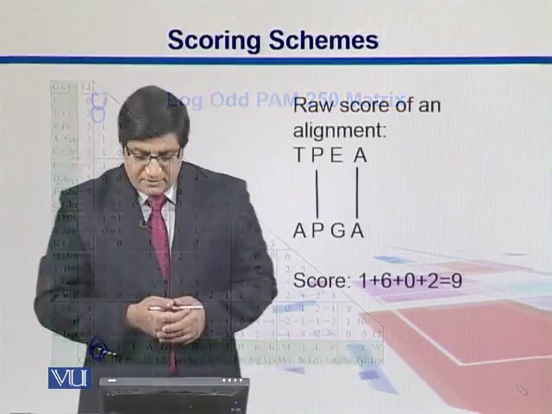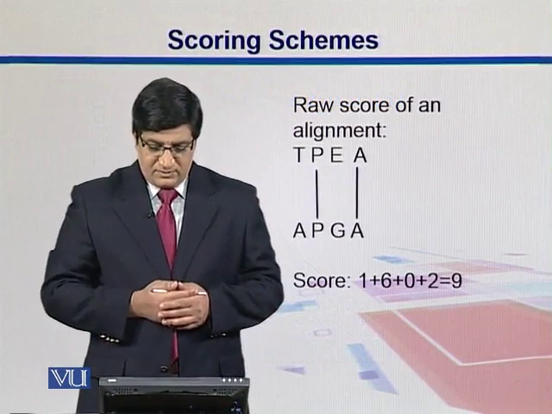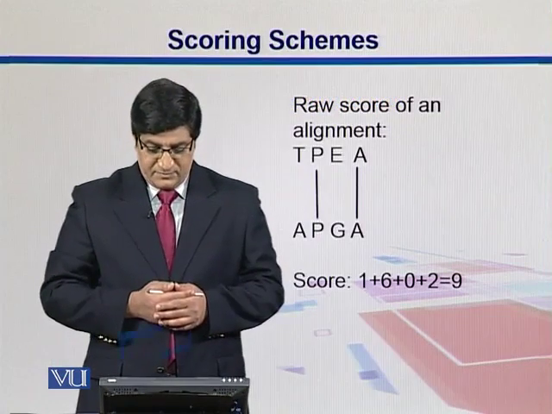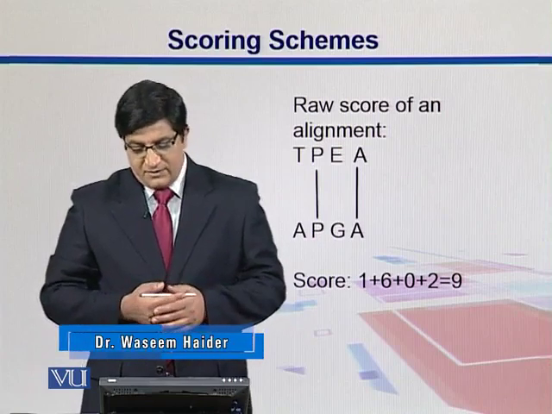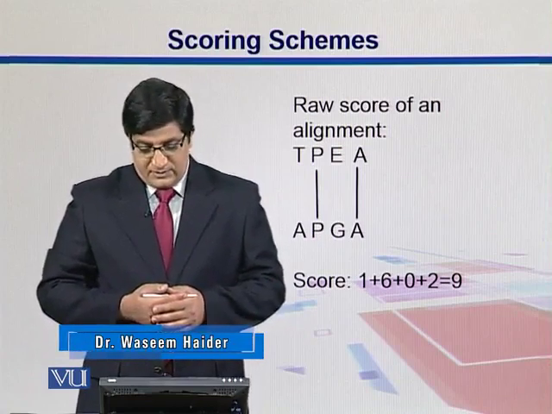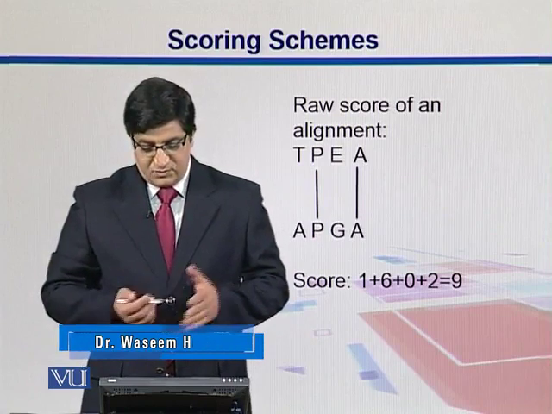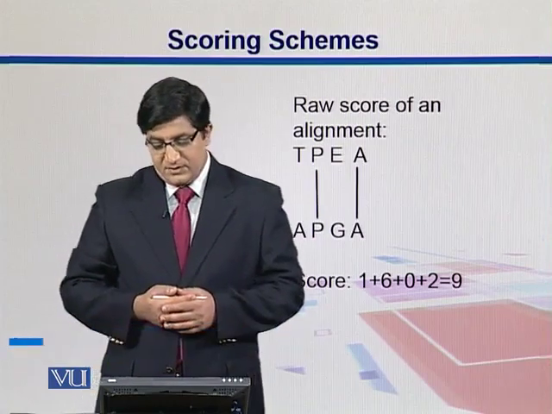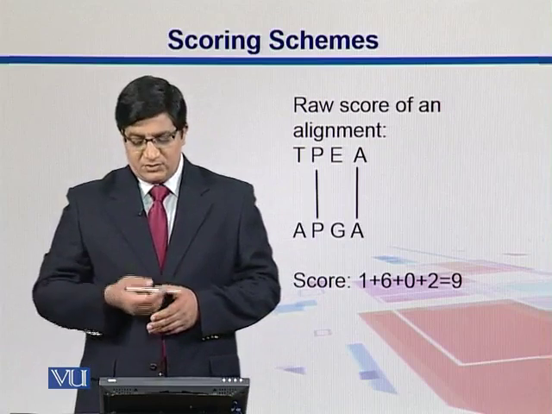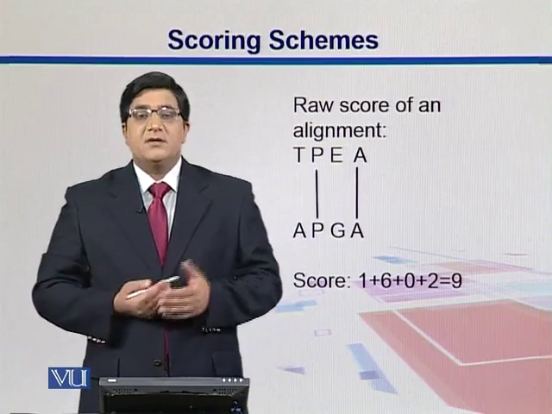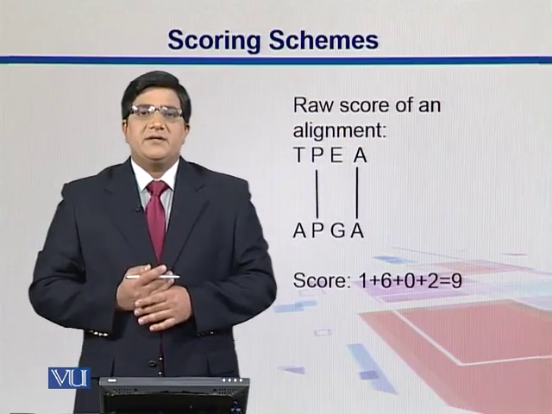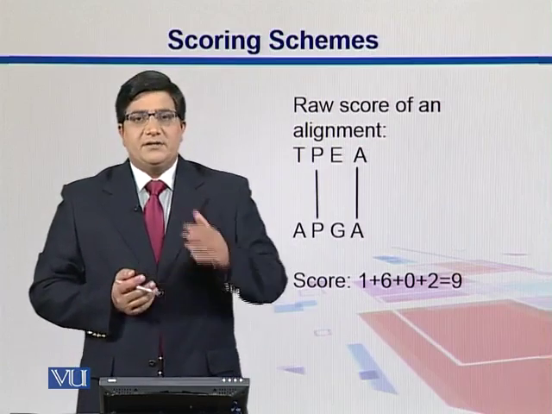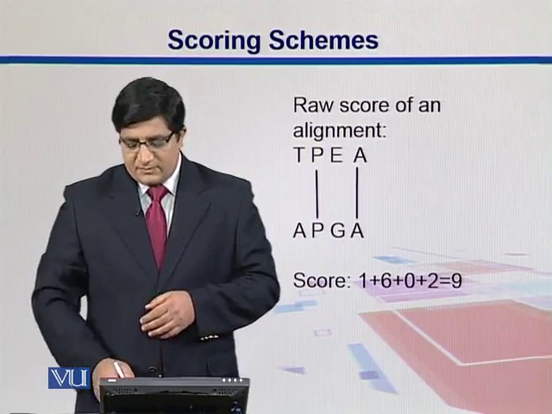For example, we have a raw score of an alignment. We get T, which is a mismatch with A. We look up the matrix and get the score, which is 1. P is exactly matched with itself. The score in the matrix was 6. In this way we can add the individual scores of these pairs and put them together, deriving these scores from the matrices. We are keeping in mind their evolutionary history. So this alignment scores 9.